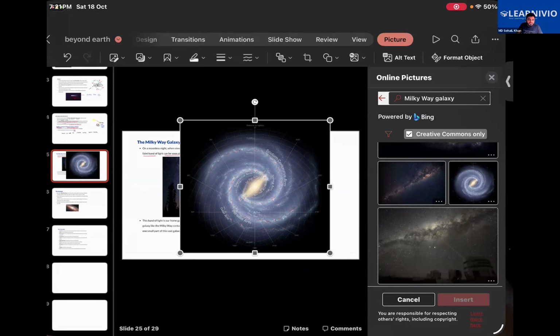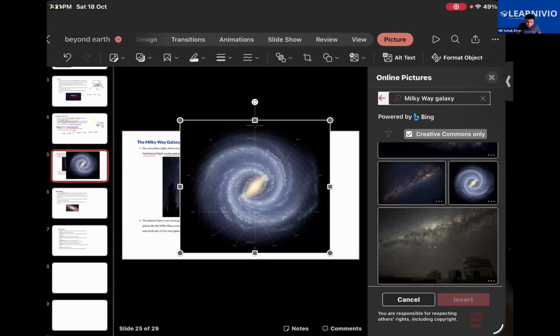Galaxies can be found in different shapes. You have studied that. Very good. Some of them can be in the form of clusters. Some of them are of irregular shape.